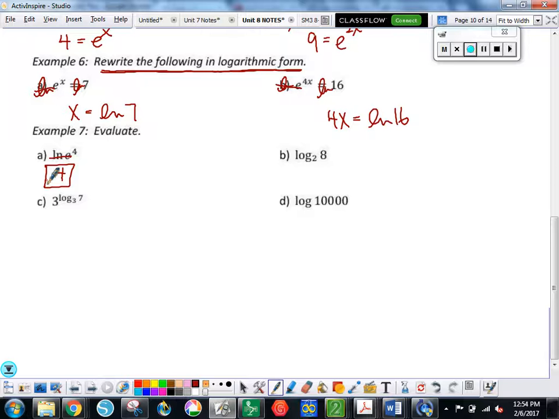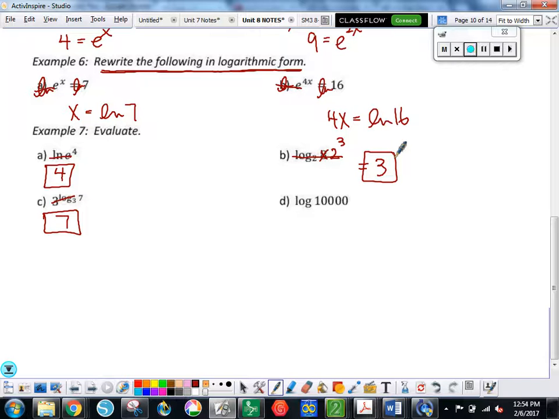The 3 and the log base 3 do what? They cancel, so what are you left with? Fantastic. What about part B? What do you have to do to simplify that one? You're looking at the 8, right? That's 2 to the what? Third. And so then the log base 2 and the 2 will cancel. You're left with 3.